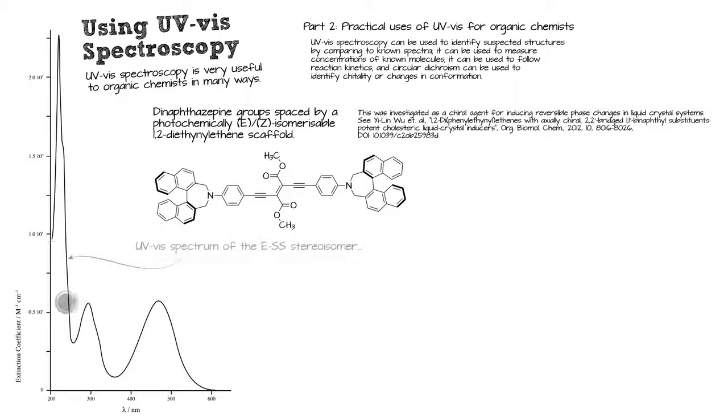So here is the absorbance spectrum of the ESS isomer. SS refers to the S configuration here and the S configuration here. E refers to the stereochemistry of that double bond. E means opposite. So notice how these two heavy groups are opposite compared to the carboxylic acid groups. So I guess the carboxylic acid groups have higher priority. So the two higher priority groups on either side of the double bond are opposite to each other. That's what E means. So it's a good time to maybe take a moment and review your stereochemistry from organic chemistry.